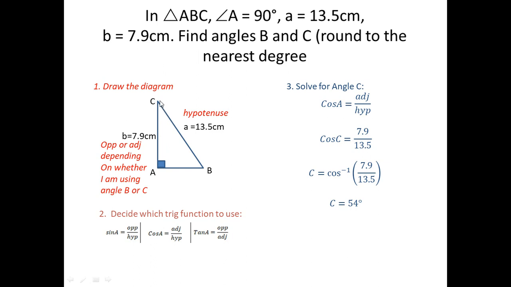I also know that a triangle adds up to 180 degrees. So if I am going to solve for angle B now, I can just take 180 and subtract the 90 degrees and subtract my 54 degrees to get a remaining 36 degrees.